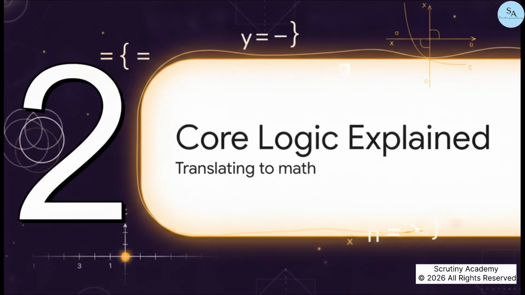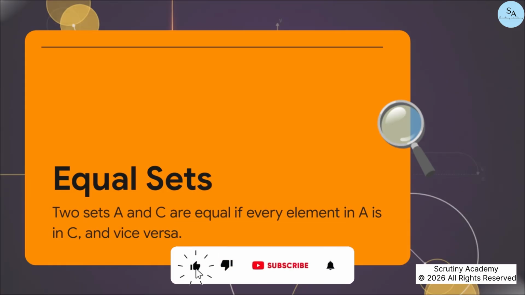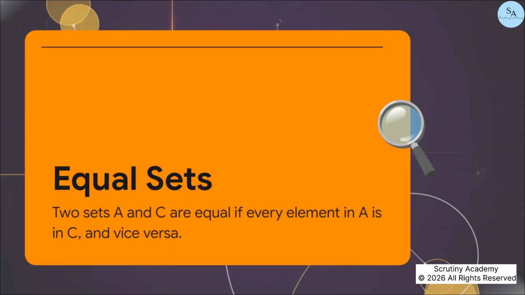Section 2. The core logic explained. This is where we translate that visual intuition into math. You know what you just did visually with those cricket players? That is literally the entire logic of this topic. The formal definition on the screen says, two sets A and C are equal if every element in A belongs to C and every element in C belongs to A.